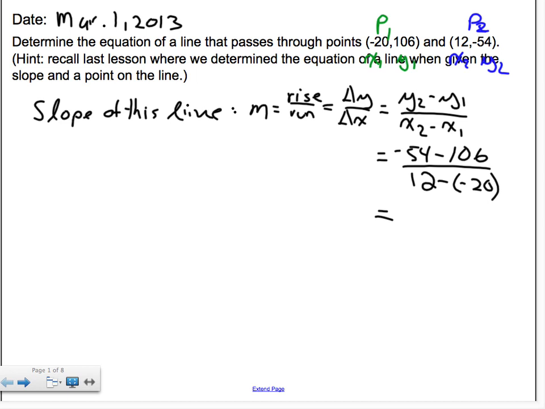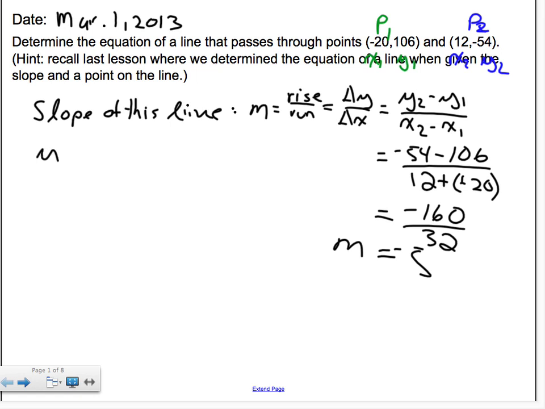So negative 54 minus 106 is minus 160. 12 minus negative 20 becomes a positive, so we get 32. And if I did my math right, this is equal to negative 5. So now we know the slope is negative 5. m is equal to negative 5. Because we want the equation, this is the answer.